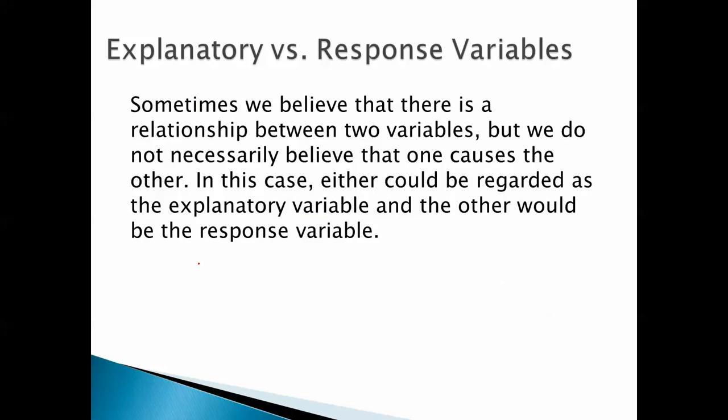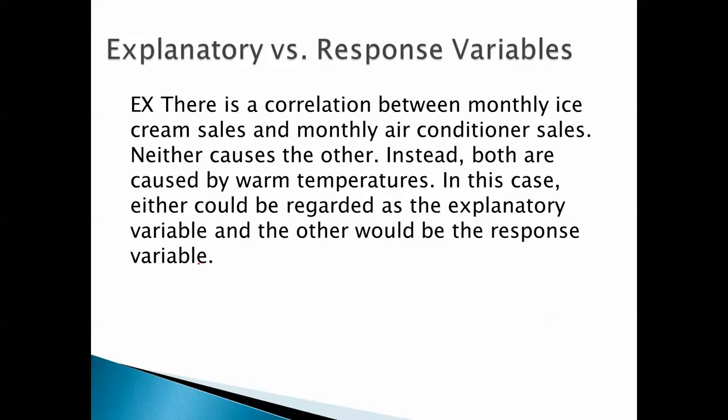Sometimes we believe that there is a relationship between two variables, but we do not necessarily believe that one causes the other. In this case, either could be regarded as the explanatory variable, and the other would be the response variable. So for example, there's a correlation between monthly ice cream sales and monthly air conditioner sales. Neither causes the other. Instead, both are caused by warm temperatures. It's not as if people start buying ice cream because those air conditioners are selling, or vice versa. In this case, either could be regarded as the explanatory variable, and the other would be the response variable.